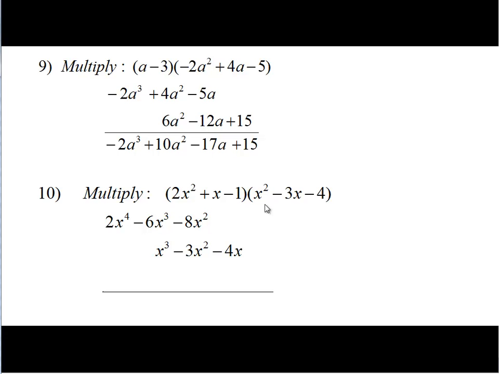Minus 1 just changes all the signs. Minus x squared plus 3x plus 4. And again, if you do this vertically, just shifting over 1 every time, you'll get 2x to the fourth, adding down, minus 5x cubed, adding down, 12x squared, add down, minus x, add down, plus 4.